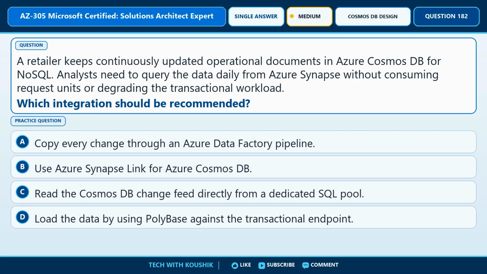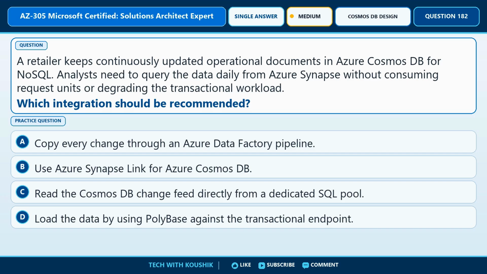Question number 182. Consider this scenario. A retailer keeps continuously updated operational documents in Azure Cosmos DB for NoSQL. Analysts need to query the data daily from Azure Synapse without consuming request units or degrading the transactional workload. Which integration should be recommended?